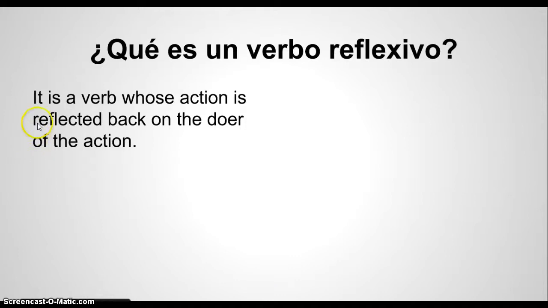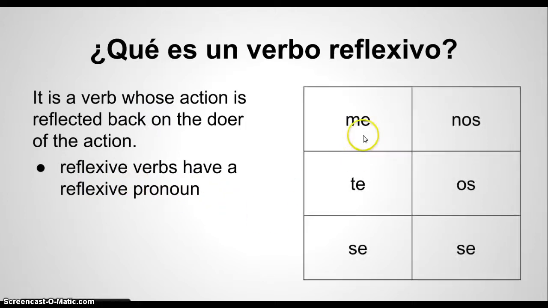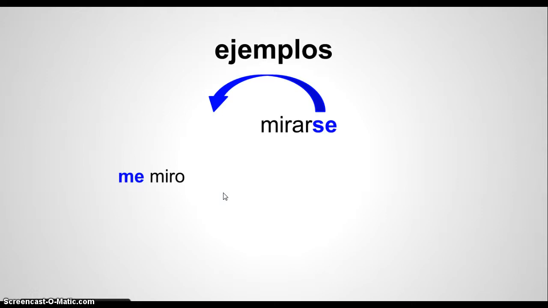So a reflexive verb is a verb whose action is reflected back on the doer of the action. That is done by a reflexive pronoun. And here are your reflexive pronouns: me, te, se, nos, os, se. Now, if we take mirarse, for example, this is the infinitive, so we have the se attached to the end. However, when we conjugate it, the se has to be put in front. So we would conjugate mirar just like a normal verb. The se is a pronoun that has to move to the front when we conjugate it. The se doesn't disappear, and it needs to change forms.